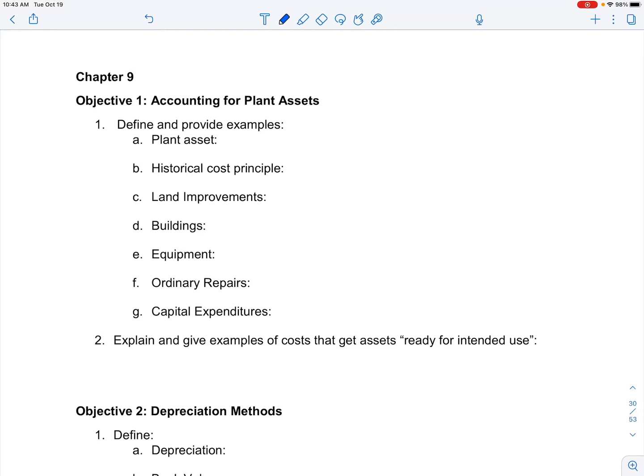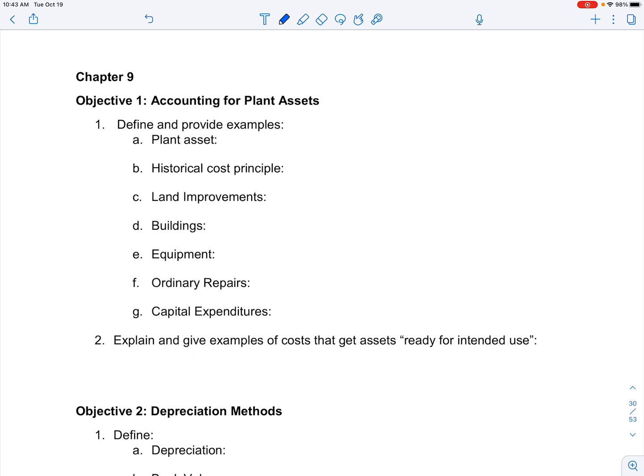In this chapter, we're going to take a closer look at plant assets. These are the assets in the classified balance sheet under property, plant, and equipment. All of these assets get depreciated based on their use. To do that, we have to show you some of the depreciation calculations and understand some of the other terms that go along with this.